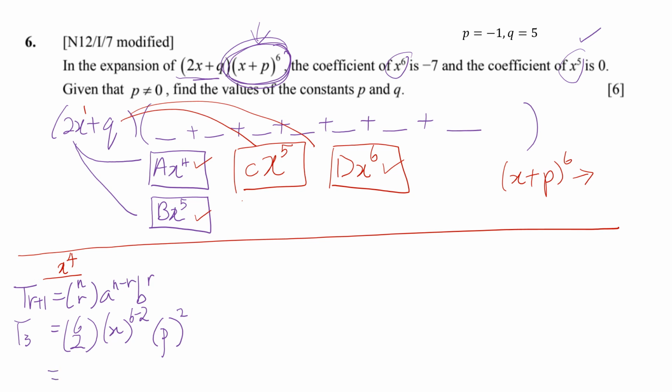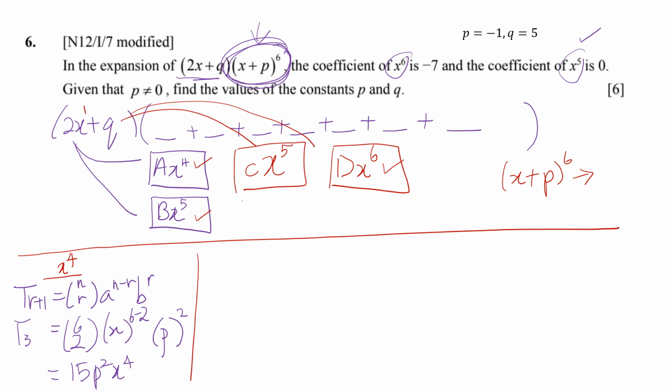Right, so this you can just use a calculator. 6 choose 2, 6 shift nCr 2, that gives you 15 x to the power of 4 p squared. Okay, we write p squared first. So it's 15 p squared x to the power of 4. Okay, so we've settled for x to the power of 4 already.